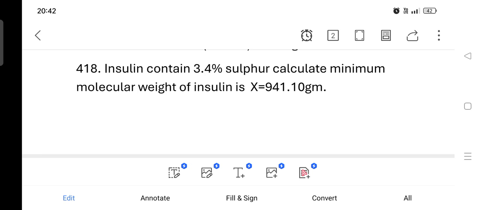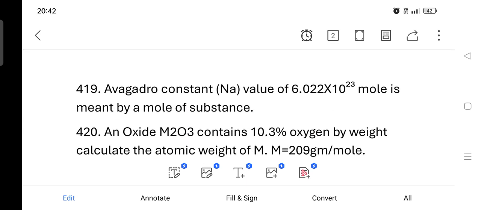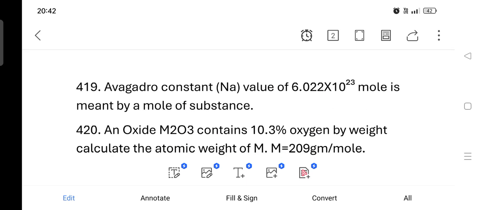Insulin contains 3.4% sulfur. Calculate the minimum molecular weight of insulin: x is equal to 941.10 grams. Avogadro constant NA has a value of 6.022 × 10^23 per mole, which is meant by a mole of a substance.